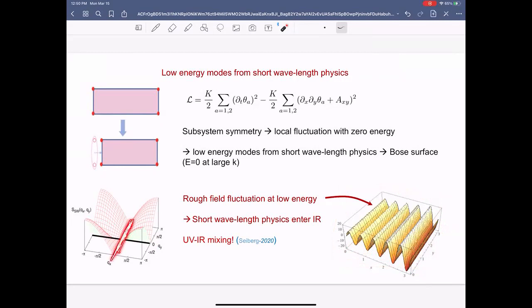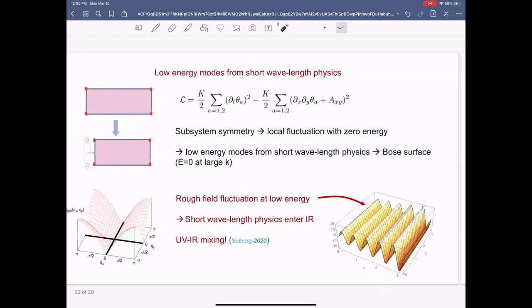Actually, they live on this Bose type of Fermi surface because we have two spatial derivatives in front of the theta term due to subsystem symmetry. So what happens at a quantum critical point is there exists a large, actually sub-extensive, number of zero energy modes, which are contributed by short wavelength physics with strong fluctuation. This is something that Shuhan and Nati called UV and IR mixing, such that the UV modes, or high momentum modes with rough configuration, finally enter and survive in the low energy part of the spectrum.